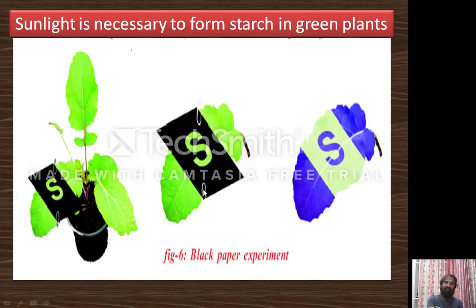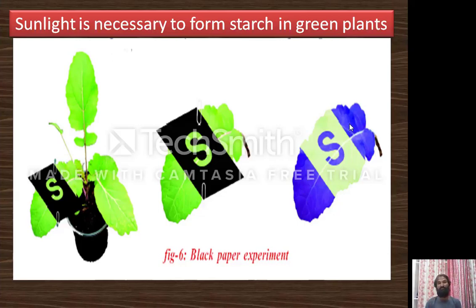After the fixing, you have to move this potted plant into the sunlight. When the sunlight falls onto the surface of the leaf, what will happen? It involves the process of photosynthesis. After 1 or 2 days, you take the leaf from the potted plant and conduct the iodine test. Just you see here. In this leaf, the blue coloration appears where the black paper is not present.